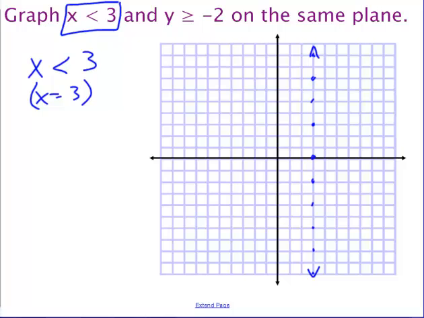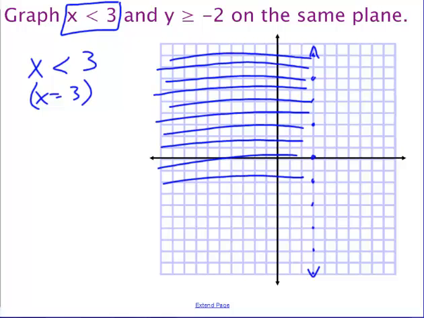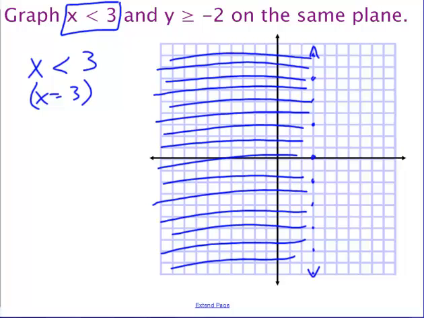Now I want all x values where they're less than 3, so I just need to ask myself, is it a solid line or a dotted line, and where are x values less than 3? Turns out I think we know x values get smaller to the left, and it's a less than, so it's not a solid line. I'm just going to leave it dotted, and then I'm going to shade everything to the left of that line. That's graphing x is less than 3.